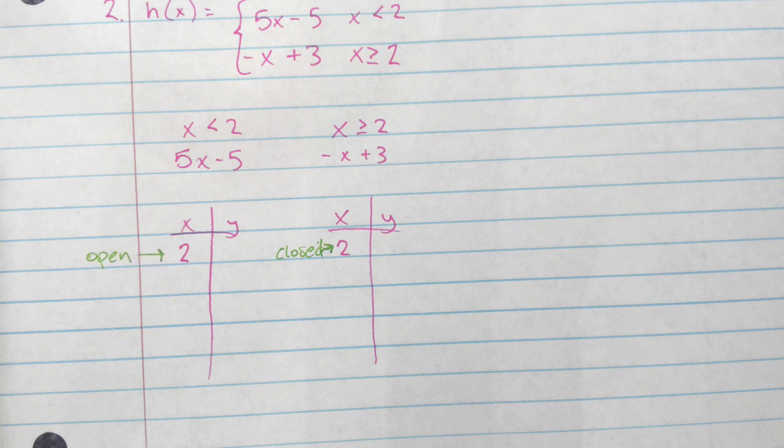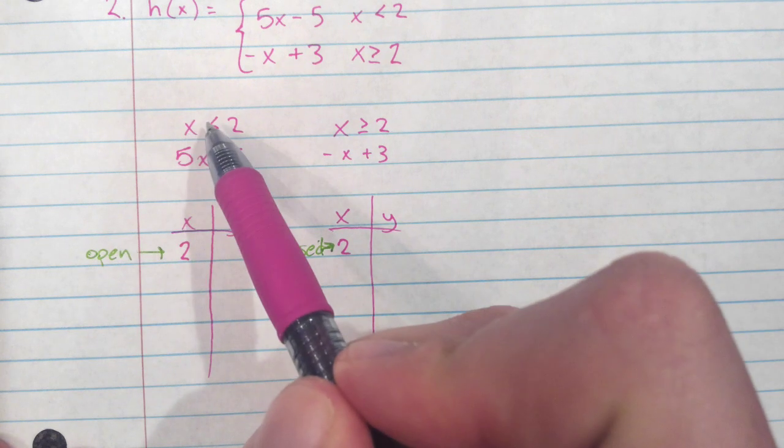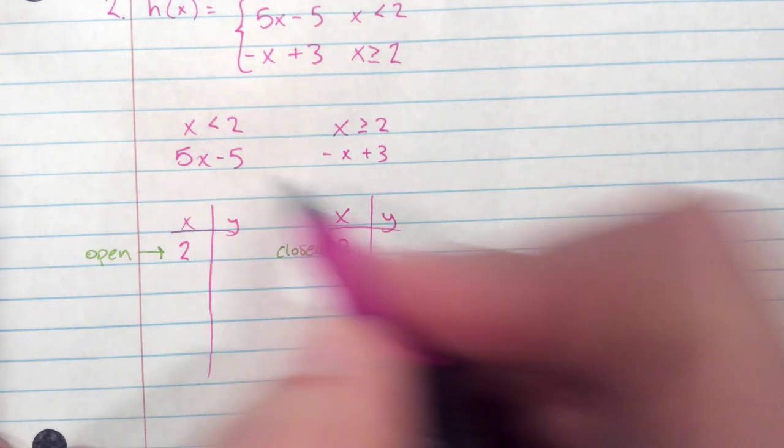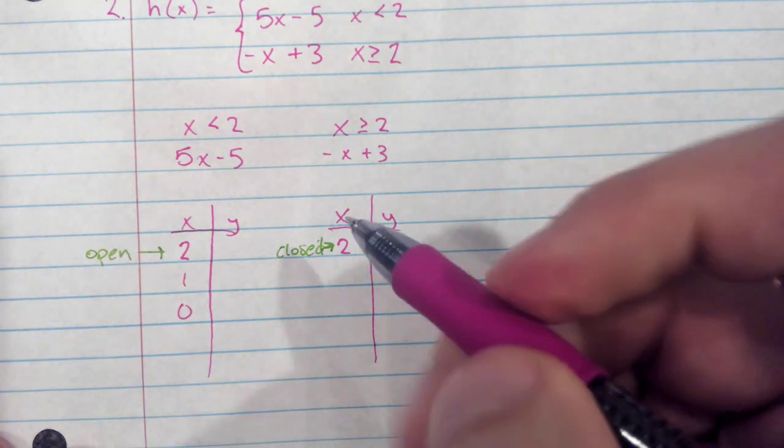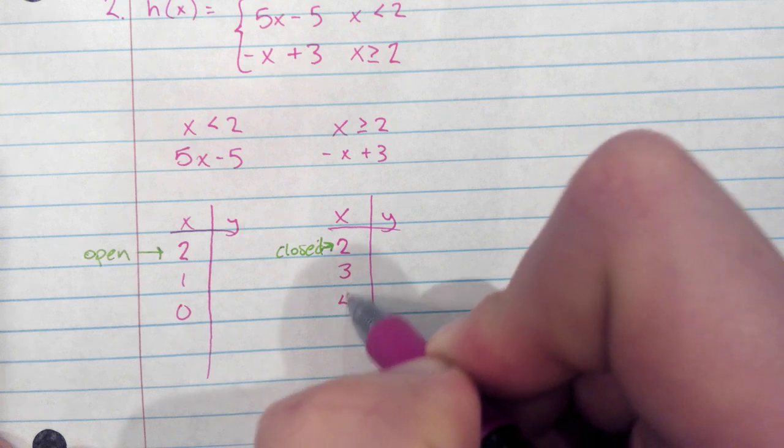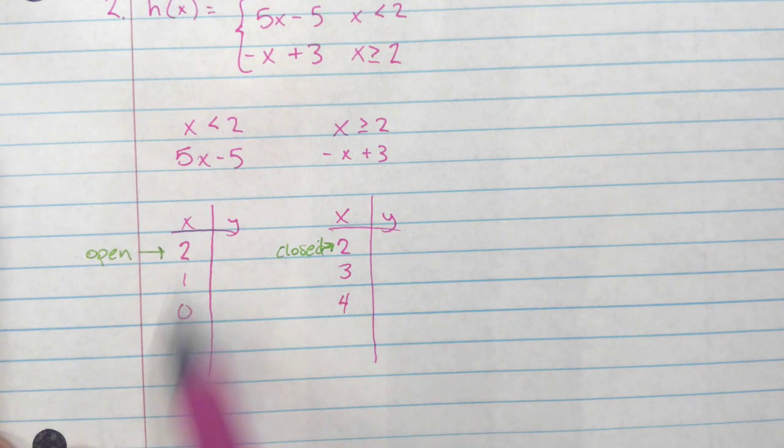Okay. Now I'll go to my other values. X has to be less than 2, and there's no fraction, so I'll just pick 1 and 0. This one, x has to be bigger than 2. Again, no fraction, so I'll pick 3 and 4. And now all I have to do is plug in those values.